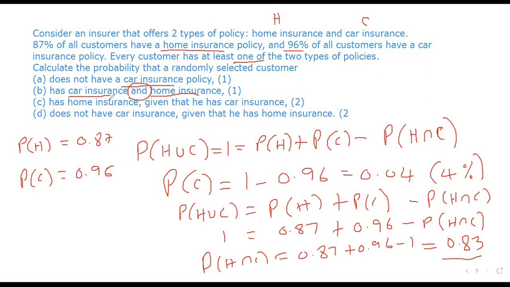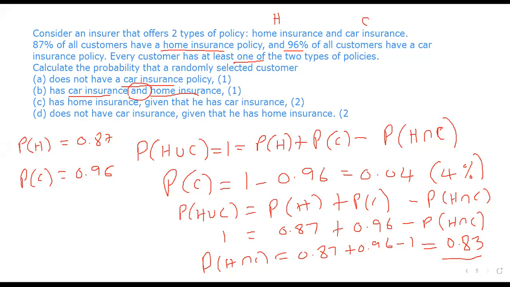So this is the probability of car and home insurance. Sorry, Collins, just a quick question. What I had done was multiply H and C. So why do we rather make it equal to 1?